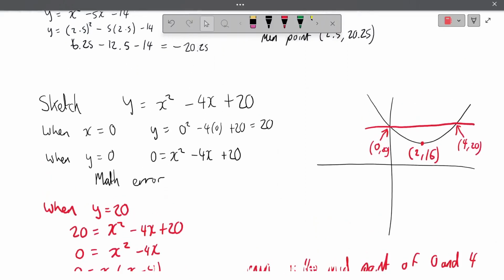Now what we don't want on this sketch is that red line there, which I've just deleted. That's just part of our working out stage and me just showing you. But our minimum point in this case is (2, 16), and it makes a graph over like that.